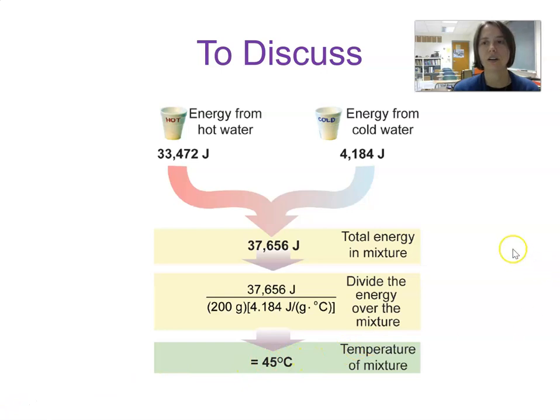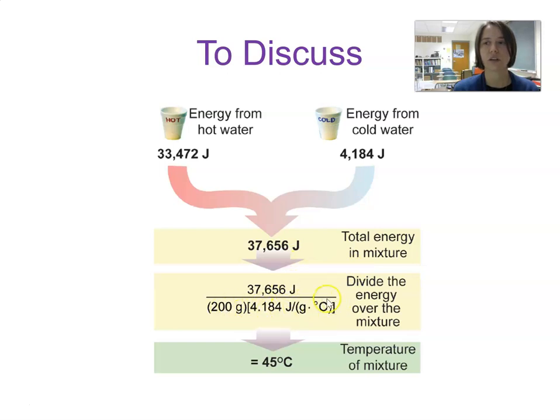Okay, looking here in our same example, we had 33,472 joules of energy in the hot water and 4,184 joules in the cold water. When we mix them together, we don't lose any of the energy. We get this plus this is 37,656 joules. And then we divide the energy over the mixture.